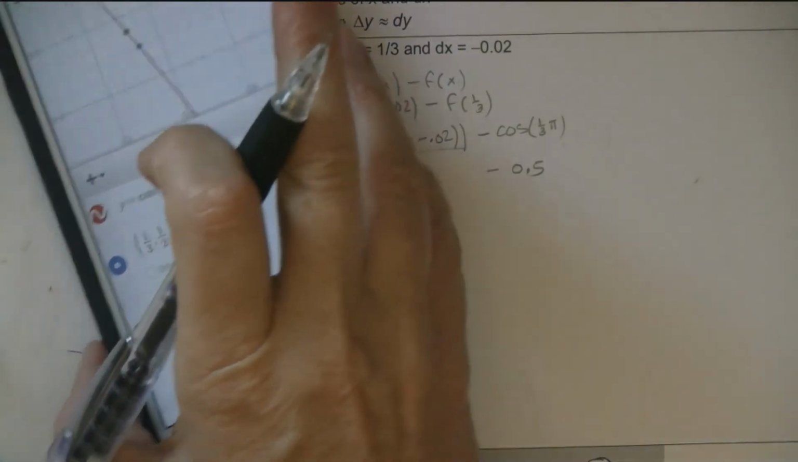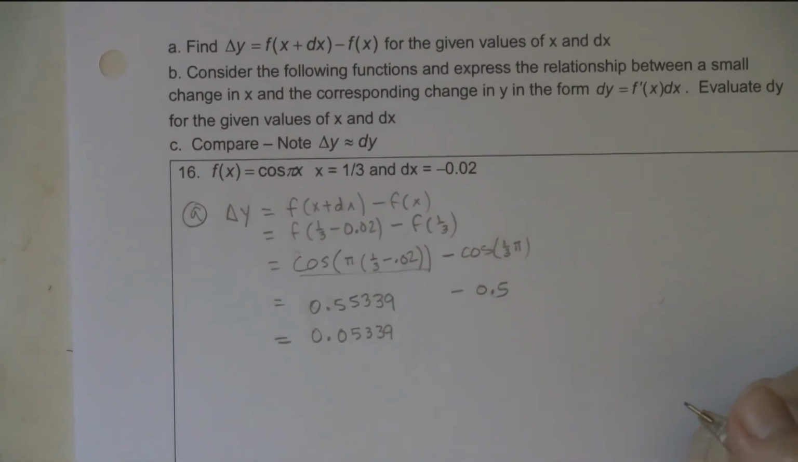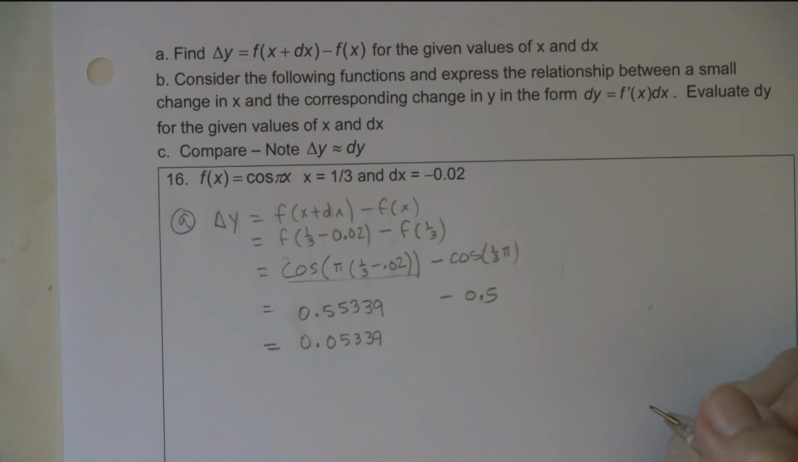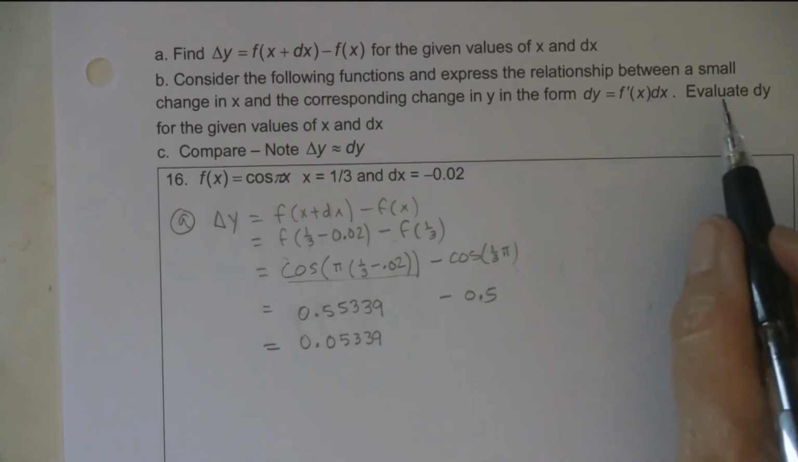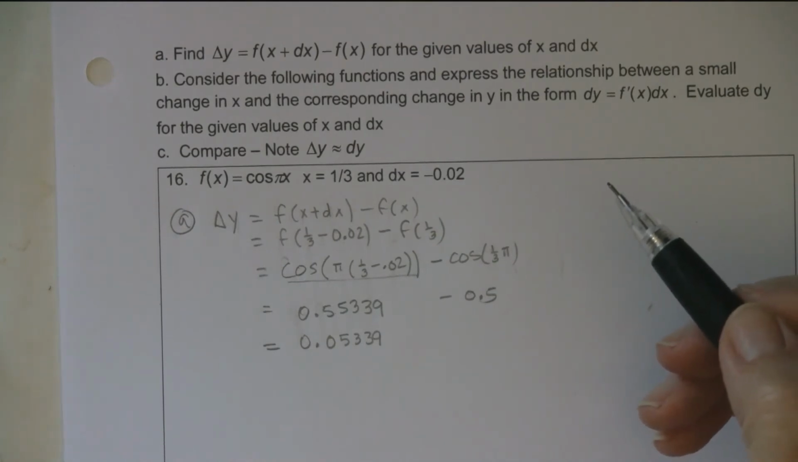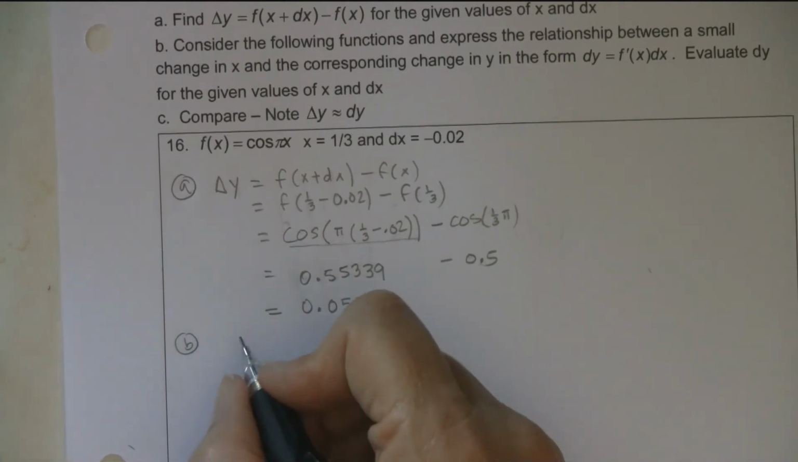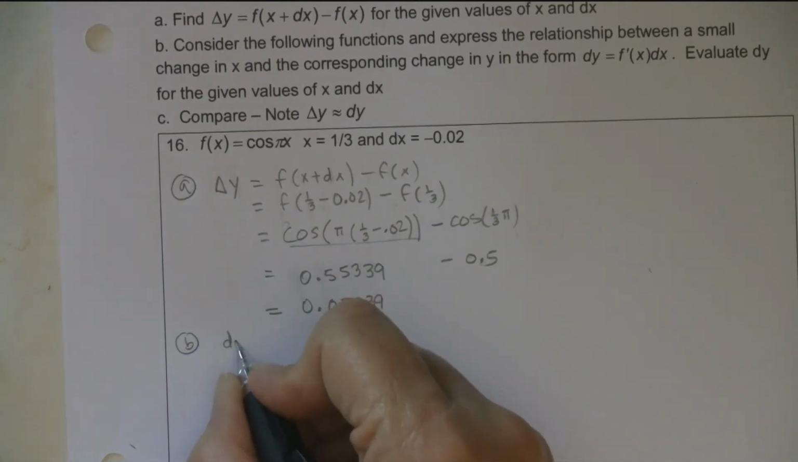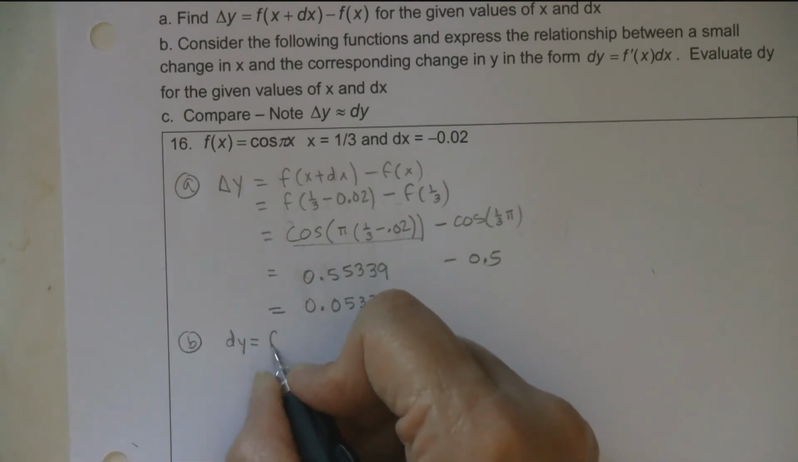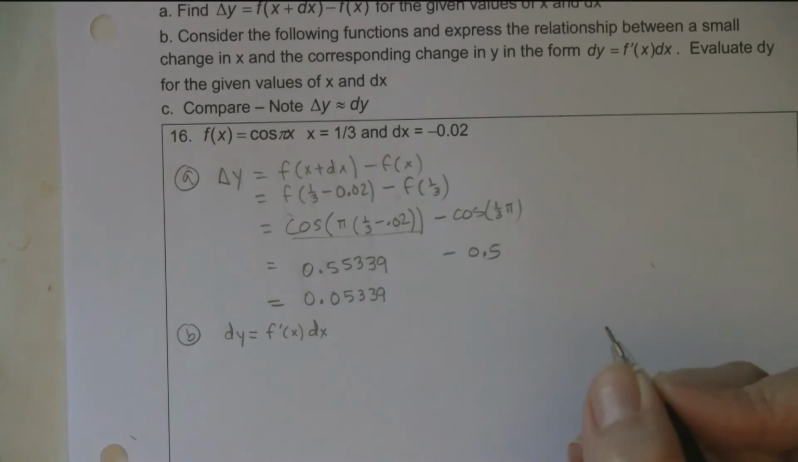And then the next thing that they want us to do is consider the following function and express the relationship between a small change in x and the corresponding change in y in this form right here, and evaluate dy for the given values of x and dx. So we're going to try that, part B. So they're saying dy equals f prime at x dx, right?